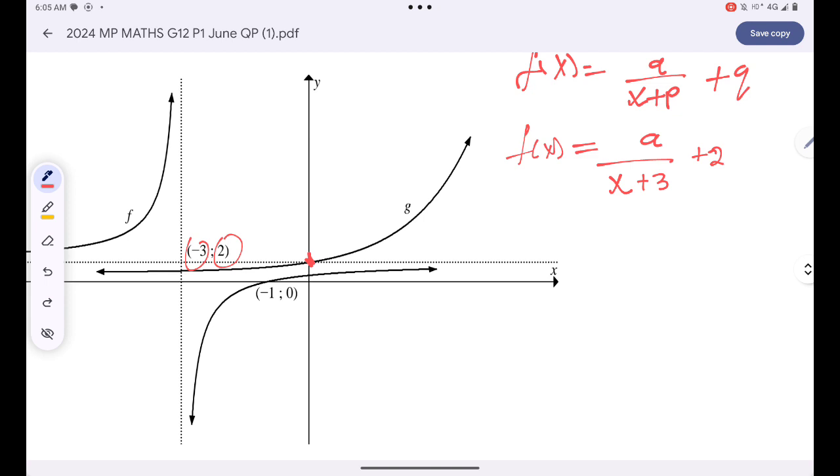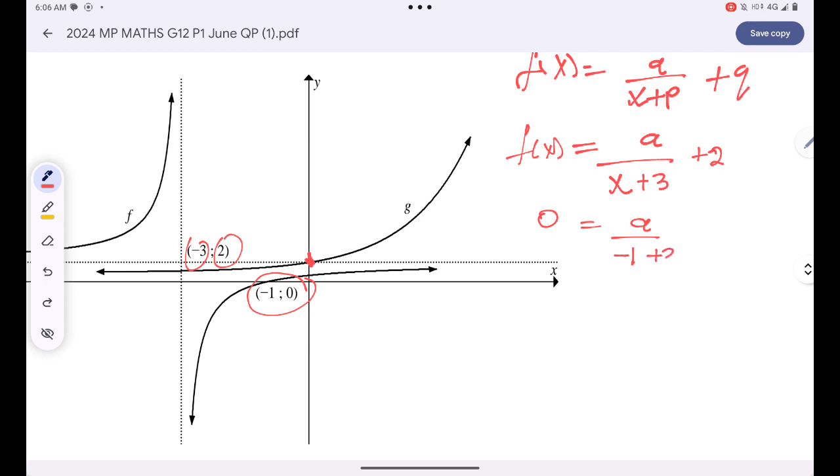The only unknown variable I have is a. For me to find the value of a, I must find an extra point on the graph. I do have an extra point, which is the x-intercept. I know that y is 0 if and only if x is equal to -1.